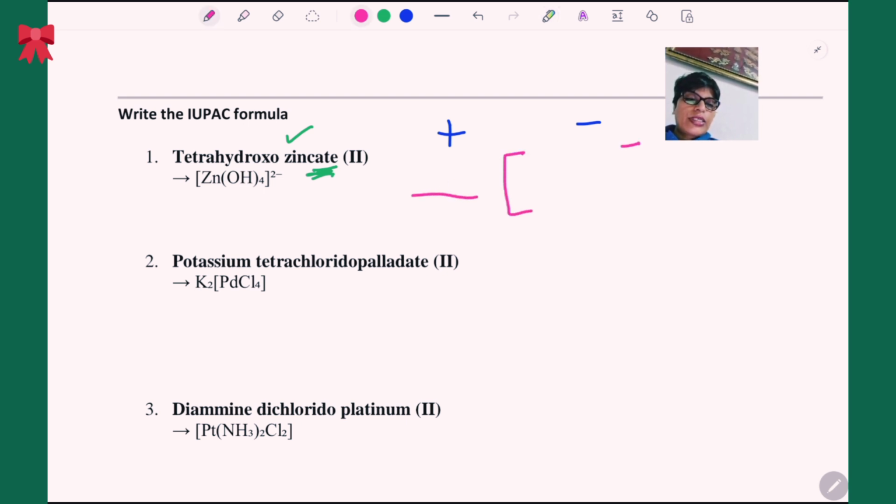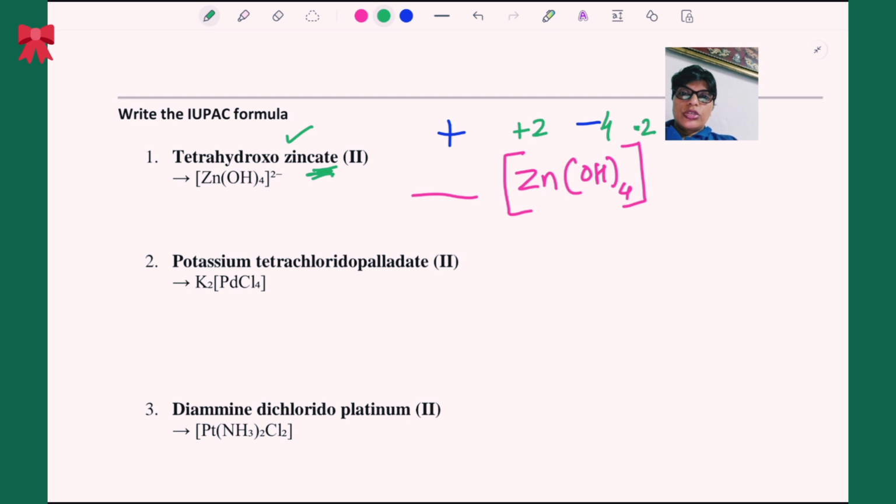In the negative part, draw the square bracket and then start writing tetrahydroxo, which means 4 times hydroxide ions, that is OH, and then zinc, since it's written as zincate. The oxidation state of zinc is given as +2, so you just write down in the rough +2, and the charge on OH will be -1 into 4, that is -4. When you sum up -4 and +2, you're going to get -2. So this will be the complex which you have to form, and then after it's done, kindly rub the rough work.